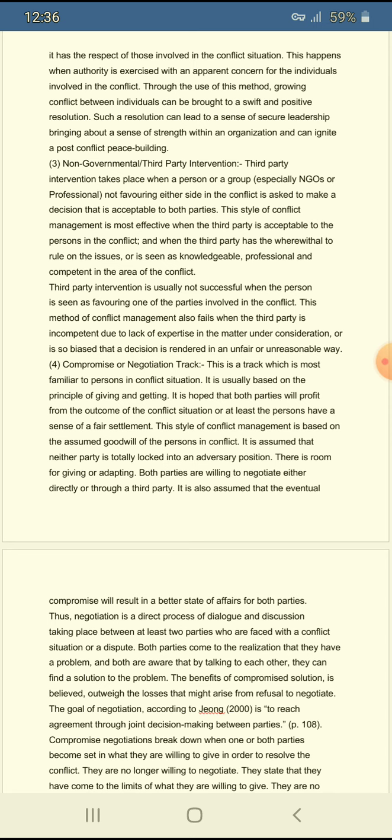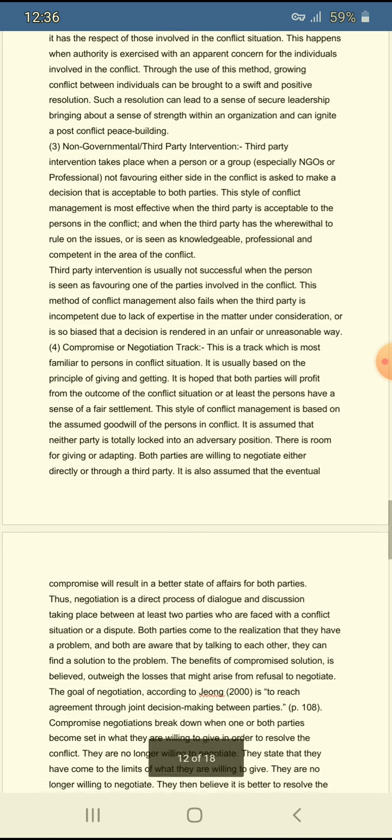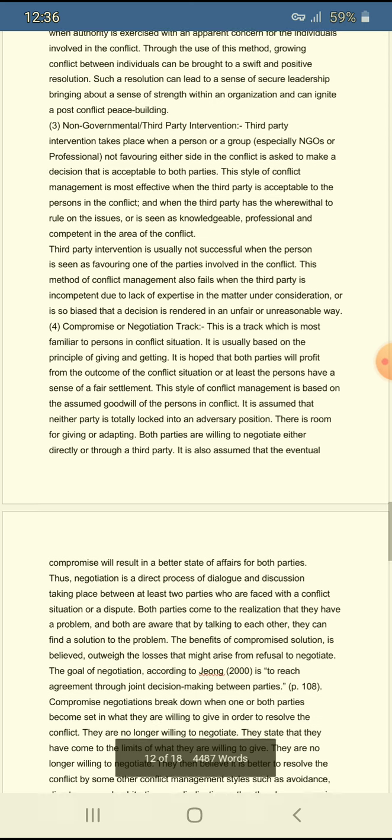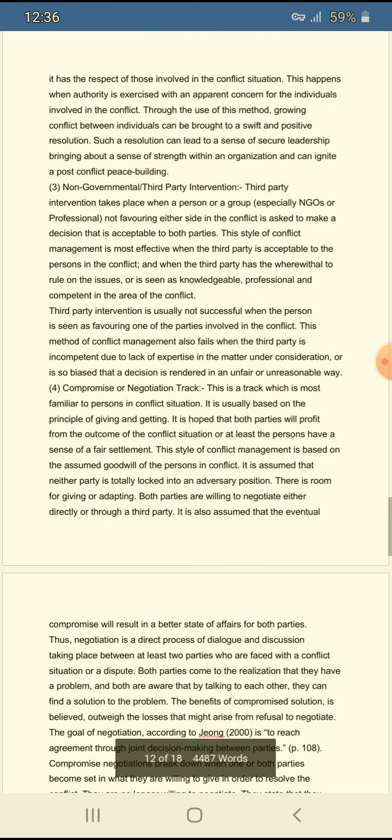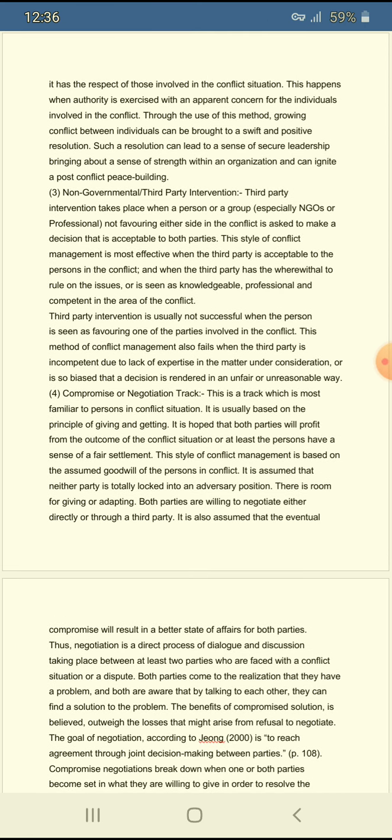Any sense of insecurity by one of the parties that this third party organization is biased, that case is more complicated. And it could be an individual and it could be an organization. It could be either of the two.